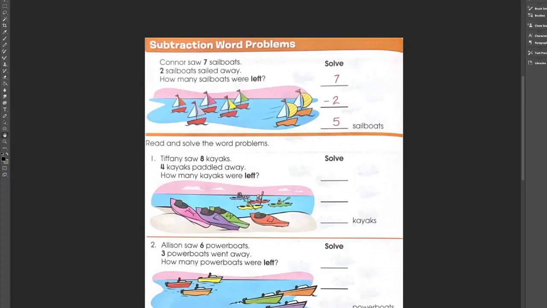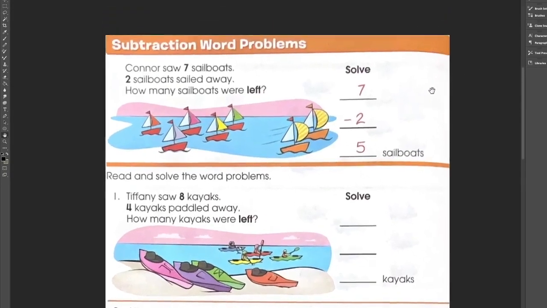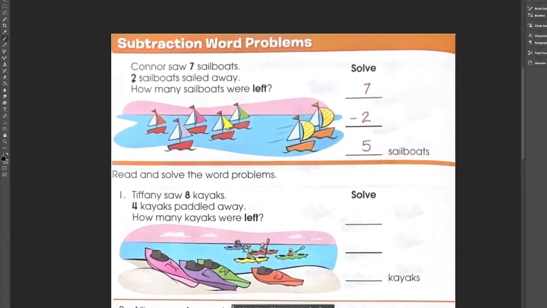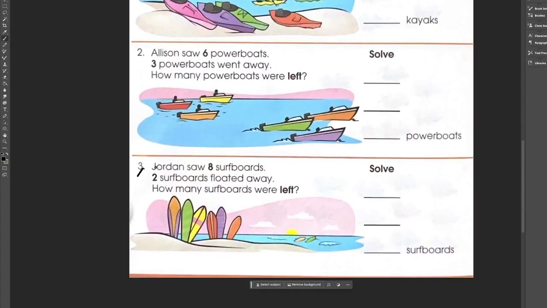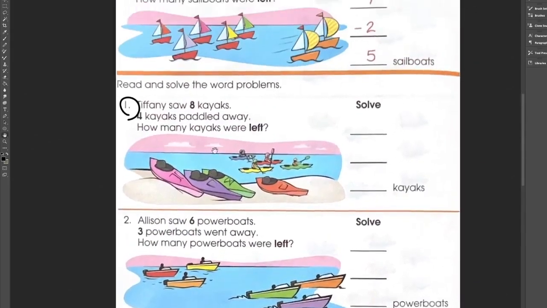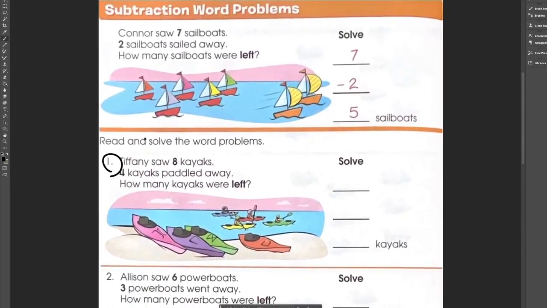Now we move on to page 2, which is some more subtraction word problems. Let's do the first one here and the third one here. It says read and solve the word problems. For the first one, it says that Tiffany saw 8 kayaks. So 8 kayaks. 4 kayaks paddled away. How many kayaks were left?